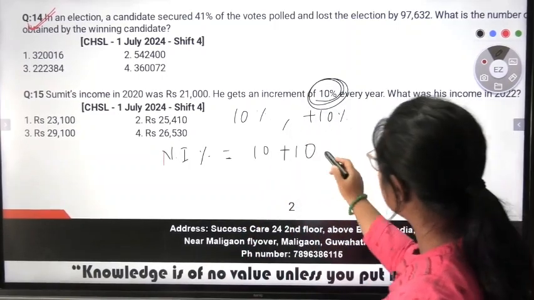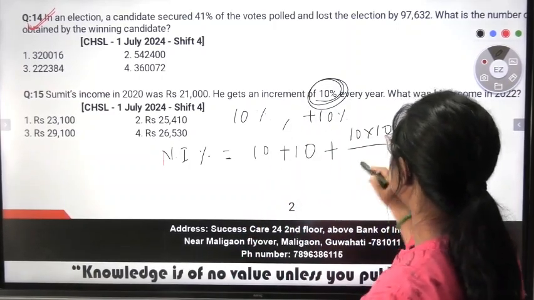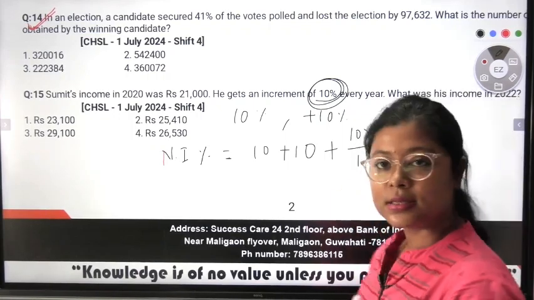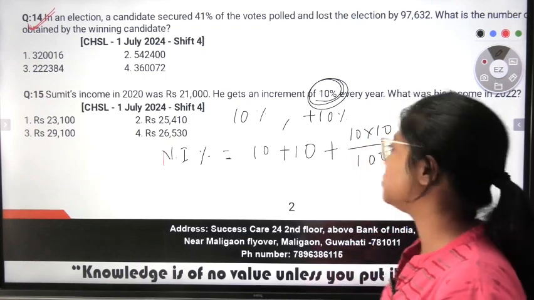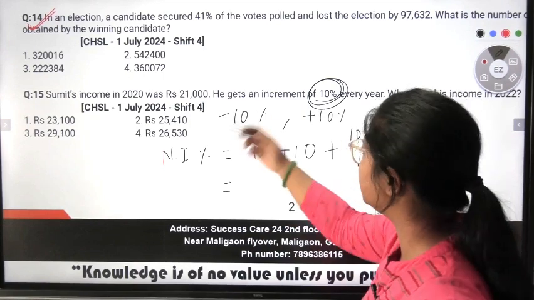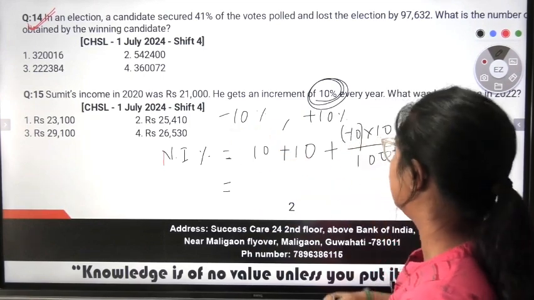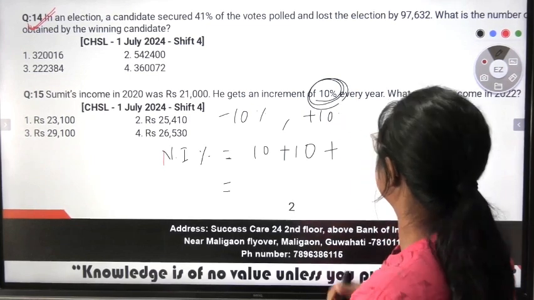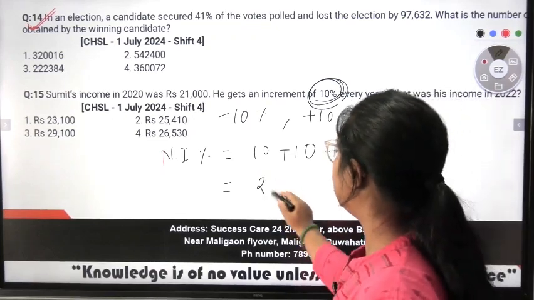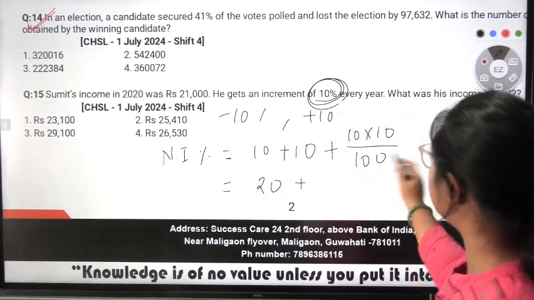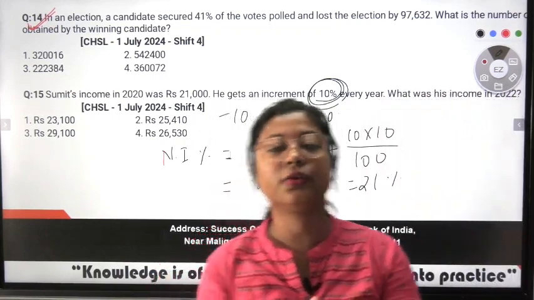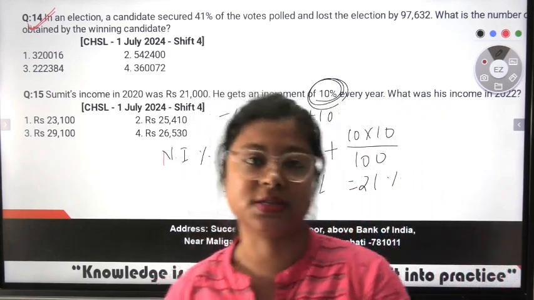So 10 plus 10 plus 10 into 10 by 100. This was my formula, and since no sign indicates plus, I have not put a plus sign before. But if there had been a decrement, I would put a negative sign here. Since it is an increase, I put only 10 and 10 by 100. So 10 plus 10 is 20, plus 100 by 100 is 1. So 21%. The net increase after 2 years is 21%, not 20%.